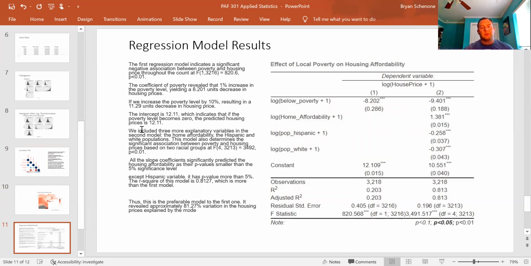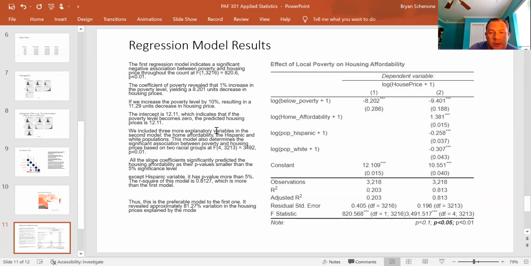Looking at our regression model here, pulled from RStudio. The first regression model indicates a significant negative association between poverty and housing price, with the p-value equal to 0.01 or less. The coefficient of poverty revealed that a 1% increase in the poverty level yields an 8.20 units decrease in the housing units. If we increase the poverty level by 10%, it results in an 11.29 units decrease in the housing price.